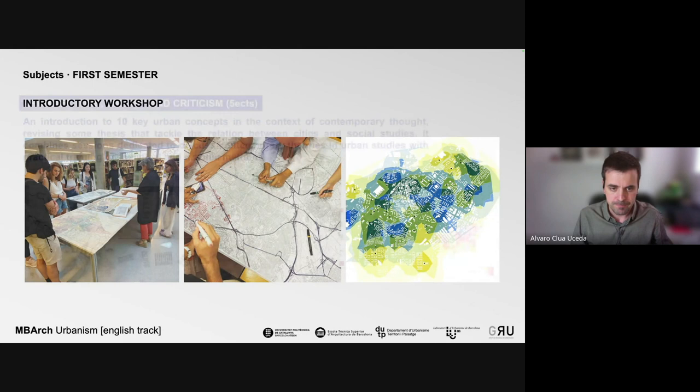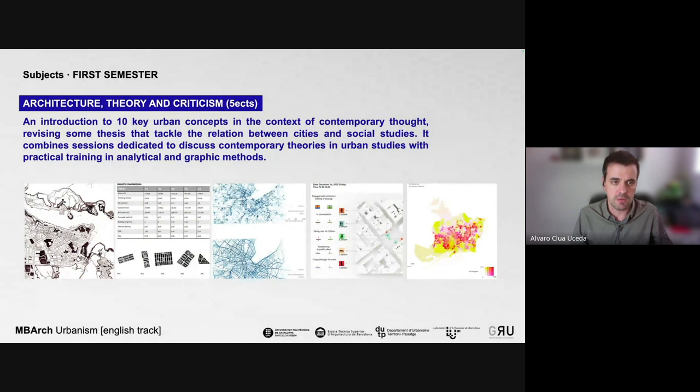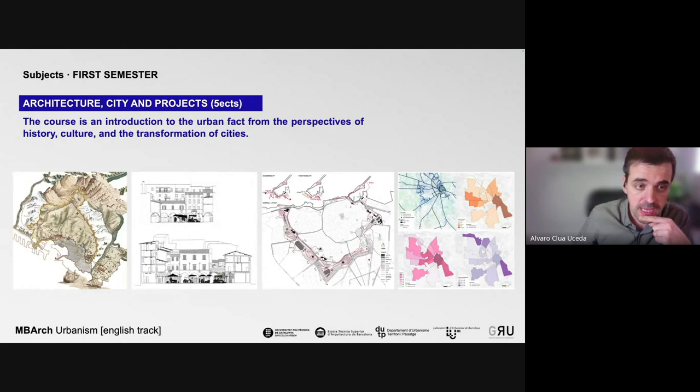In the first semester, we have an important course, which is theory and criticism, where we try to give you 10 key urban concepts like density, morphology, accessibility, social justice. We try to mix practical training and also theory. So we give you some theory, some concepts, and then we try to find how we can apply them in a very practical way to analyze and understand the city. The second course is city and projects, and basically it is where we focus on history, culture, and the transformation of cities.